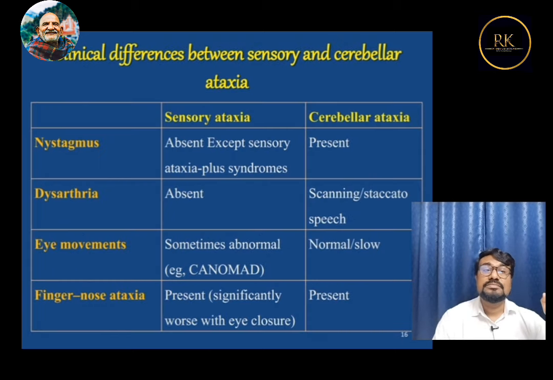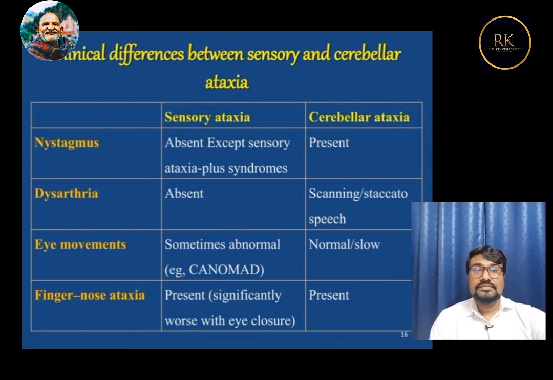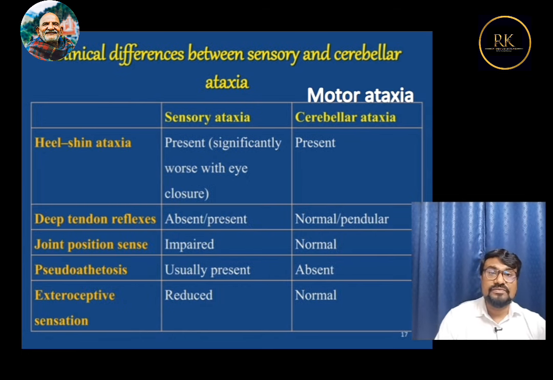The clinical difference between different types of ataxia, first is sensory versus cerebellar. In sensory ataxia, nystagmus is absent, dysarthria is absent, and eye movements are sometimes abnormal. In Charcot-Marie-Tooth disease, finger nose tests are present and worsen with eye closure. Whereas in cerebellar ataxia, nystagmus is present, dysarthria is scanning or scatter speech, eye movements are normal to slow, and finger nose ataxia is present. With these we can distinguish sensory from cerebellar.